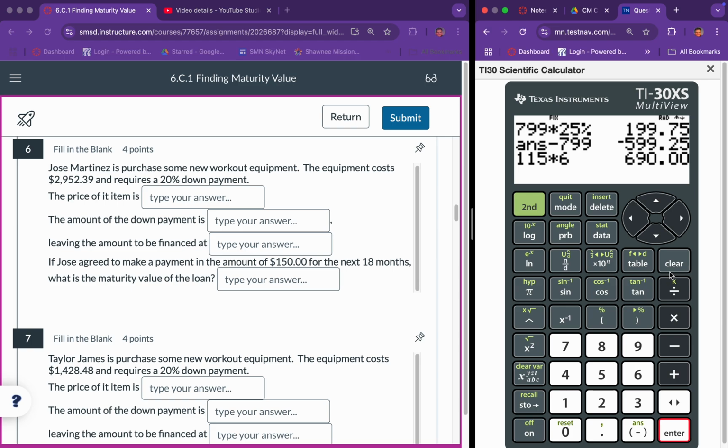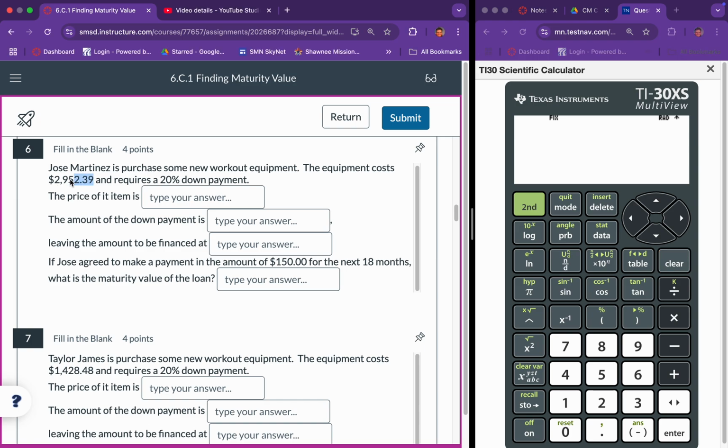Let's clear our calculator. Jose Martinez is purchasing some new workout equipment. The equipment costs $2,952.39. The first question is, what is the price of the item? The price of the item is $2,952.39. So Jose picks out all this equipment. They ring it all up. That's what the equipment costs.